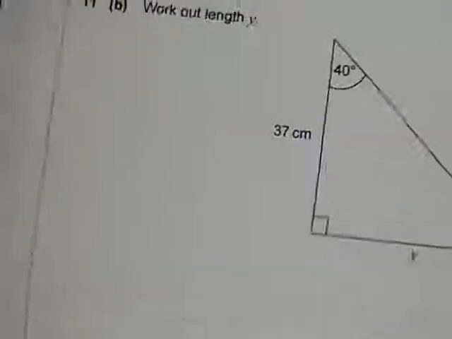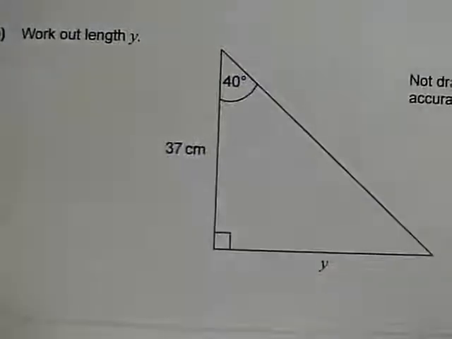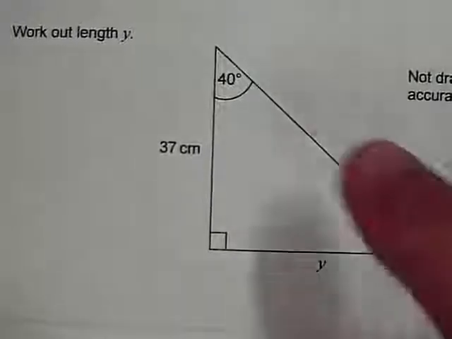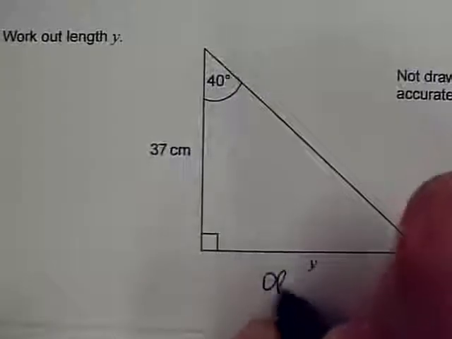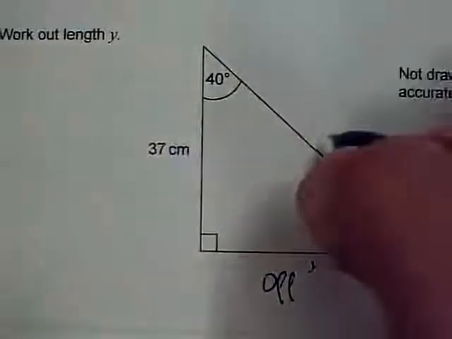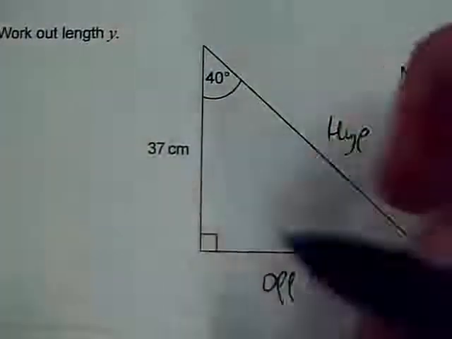In part B, it then says work out the length of y. So again, we've got a new triangle. We're going to label it first. Opposite, hypotenuse, and adjacent.